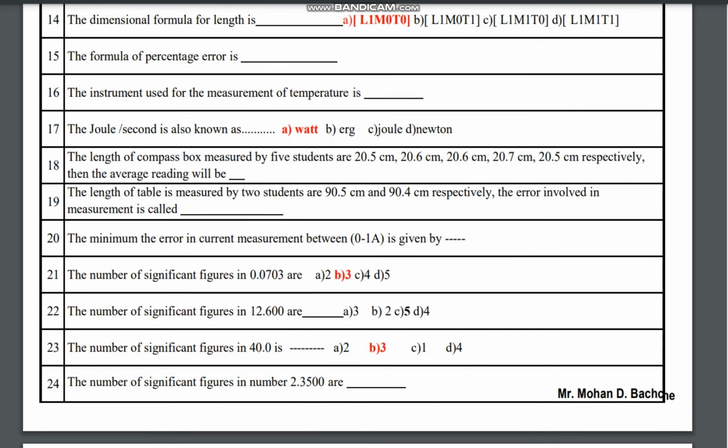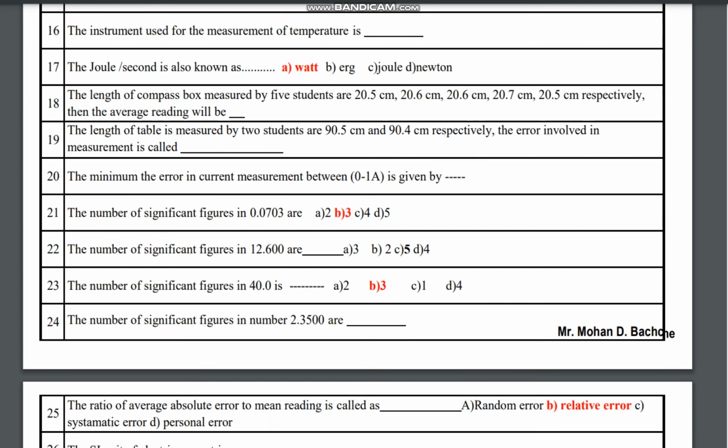You just find out, these are the questions which are asked in the online MSBTE final examination. Then the joule per second is known as what? Watt. Joule per second.